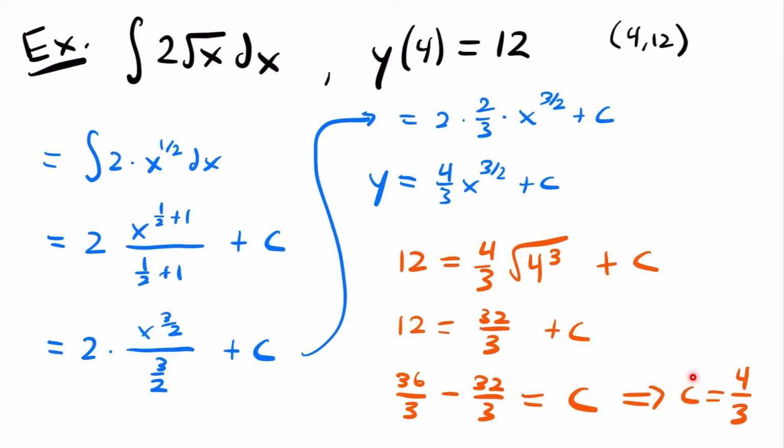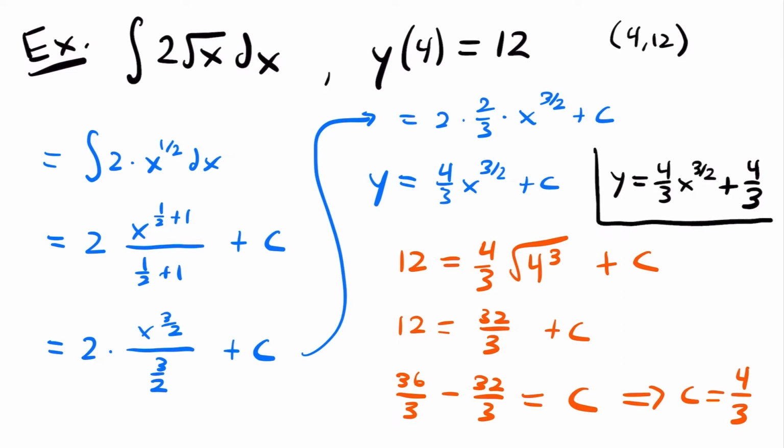And so now we can take this value of c we found and plug it back into that general solution we found to find our particular solution. And so in this case, that will be y is equal to 4/3 x to the 3/2 power plus 4/3, right? That is our value of c. And so this is our final answer, or the particular solution to our integral given this initial condition. Let's look at another example.